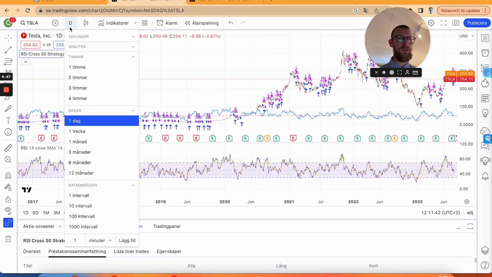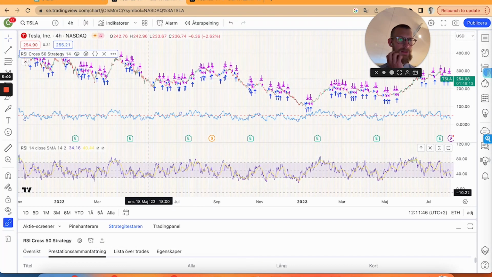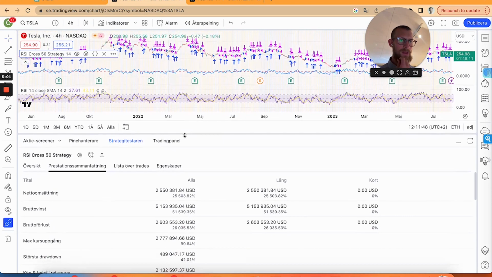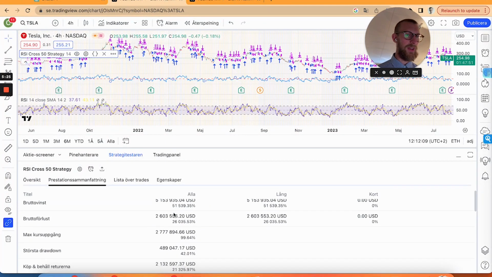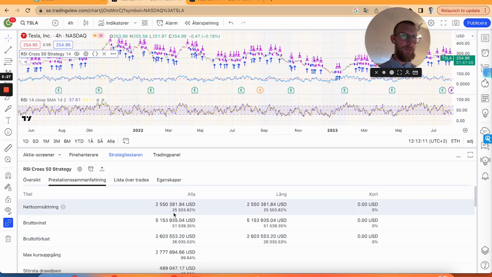Let's see if this performs better on a different time frame. Yeah, here we go. Applying it on the 4 hours actually worked really well, and we beat the buy and hold results. So if you would have followed this strategy, which is simply buying when it crosses the 50 level and selling when it crosses the 50 level on the downside, you would have outperformed the buy and holders.